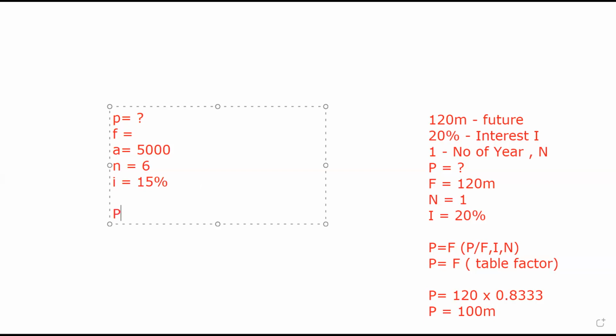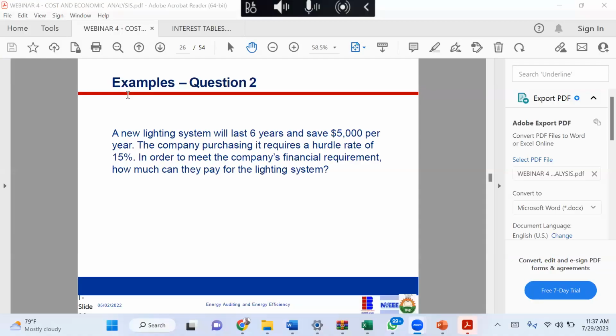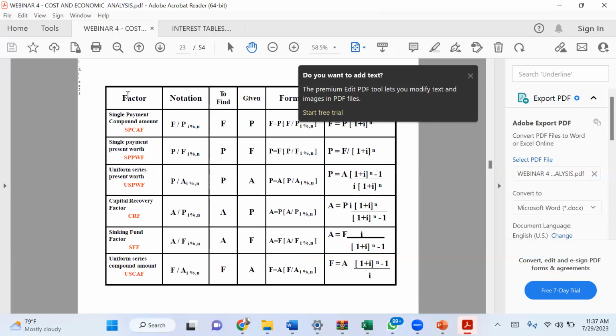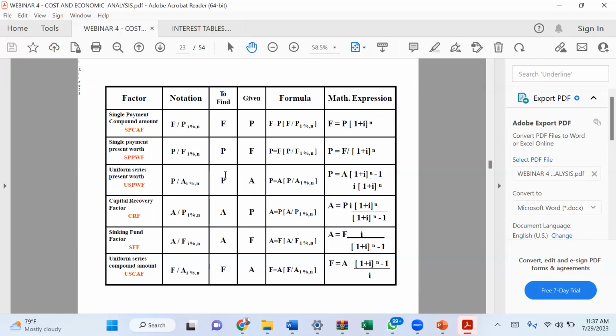So you go back to this test and ask yourself, what am I given and what am I looking for? Look at this table. In this table, we are given A, we are looking for P. So where is it now? Look at it. We have to find P, right? And we are given A. So this is where we are.